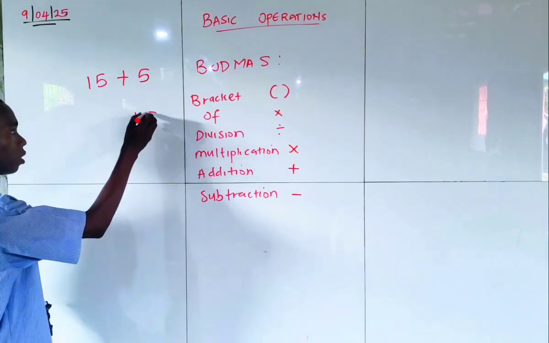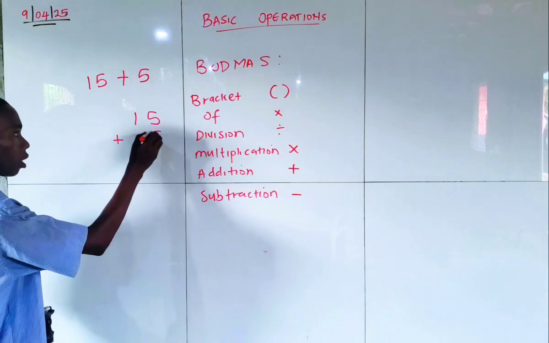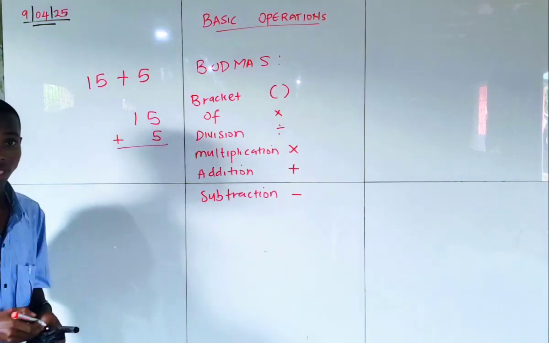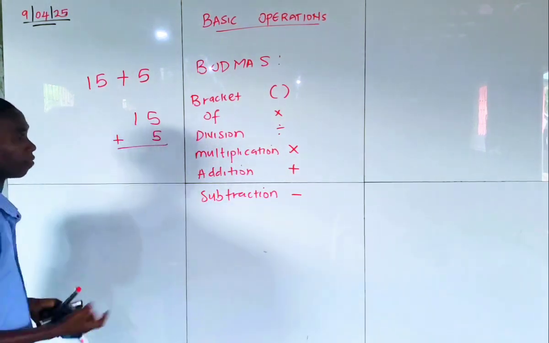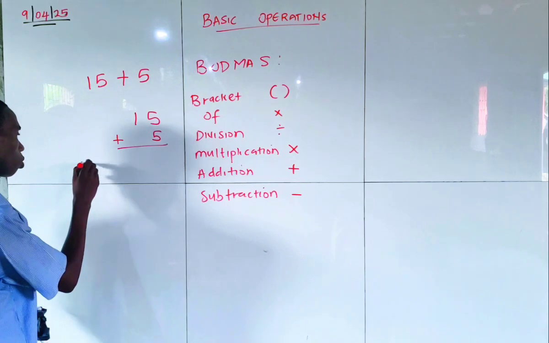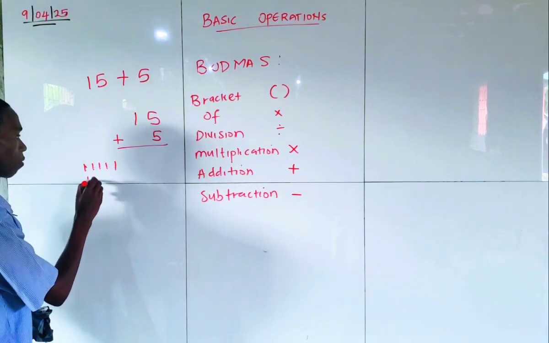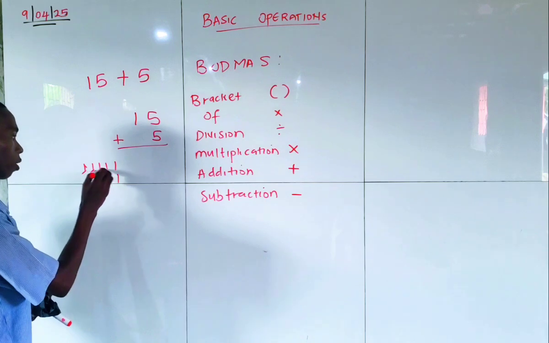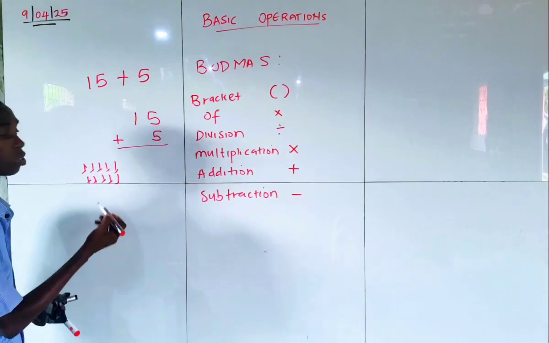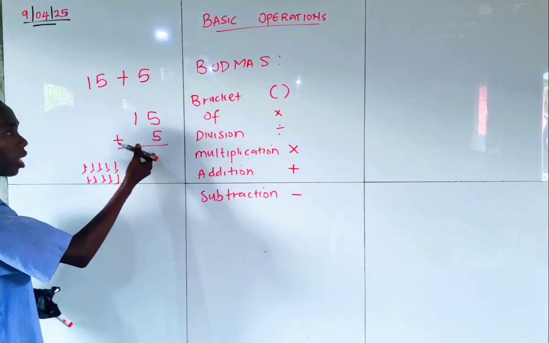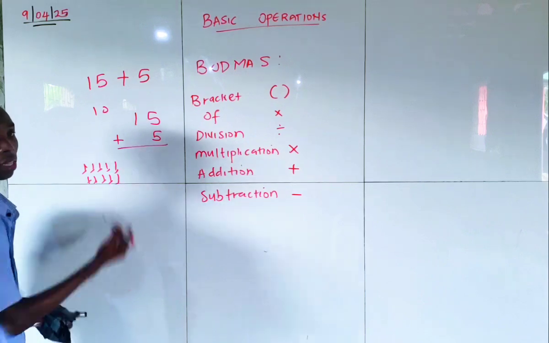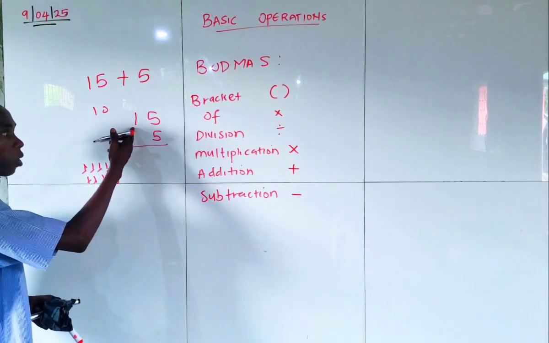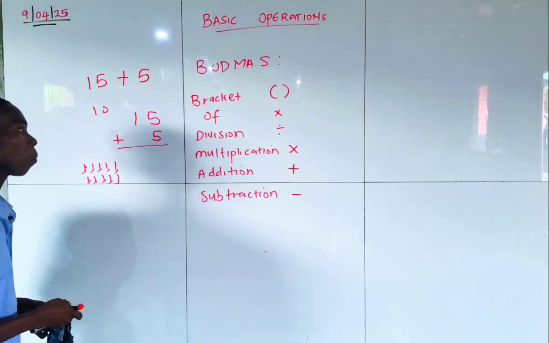So I'll just put 15 here, and I'll put my plus, and I'll put my 5, and then I'll add it. Now, 5 plus 5, you need to count that, which is 1, 2, 3, 4, 5, 6, 7, 8, 9, 10. So it's just 10. We are not going to put the 10 here. If you put the 10 here, it's an error because we still have another number to add. So we are not putting the 10.